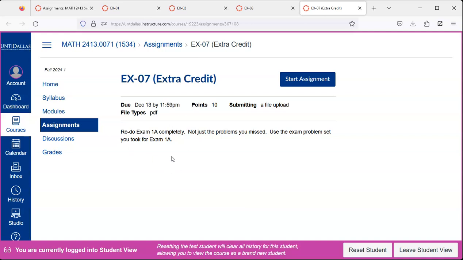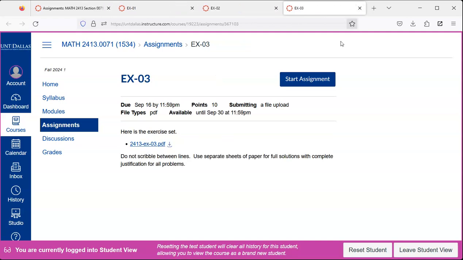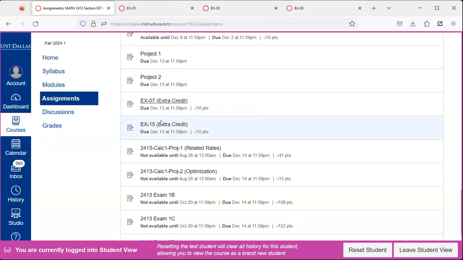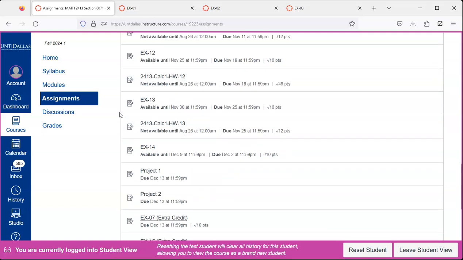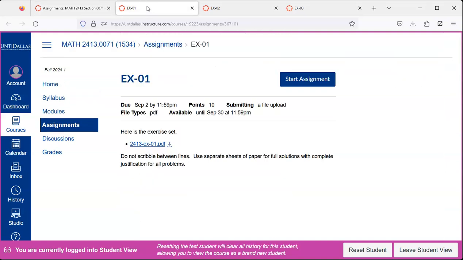Redo exam 1A completely. Use the exam problem you used, not just a problem you missed, but completely redo the problem, and then that way you can study. That's going to be one extra homework problem set, separate from the other homeworks. Those are taken as the average, and the lowest one will be dropped. This is just the one additional homework problem set. And then there's another, in exercise 15, that's exam 2 redo. Those two are extra credits. Otherwise, the usual homework problems.